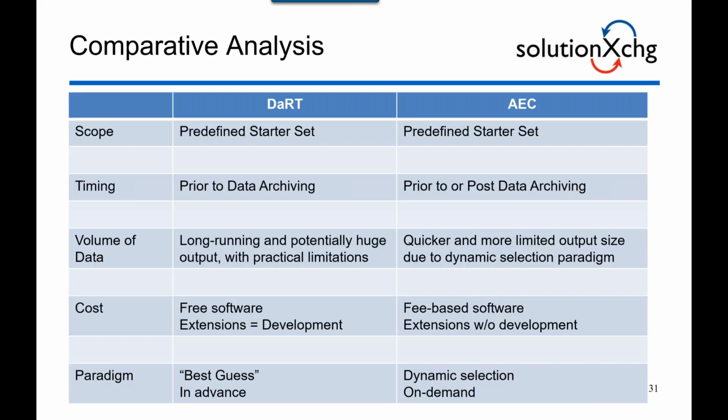The comparative analysis, again, is pretty much what I've gone through before, but you're free to review it again. The timing being one of the major issues and the volume of data that's extracted really come together in the paradigm, which is Dart as a tool is a best guess. Generally in advance, the AEC provides the dynamic selection of tables, fields, custom tables, and custom fields without custom programming, and can be run as the request is required, not in advance, unless that's desired as well.